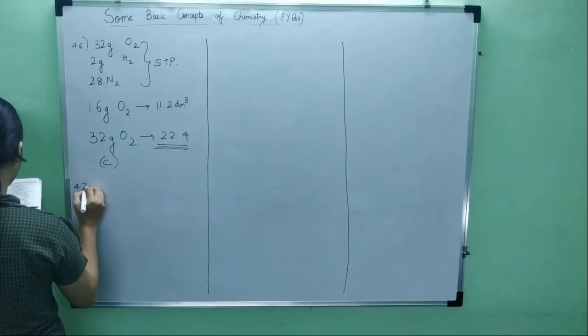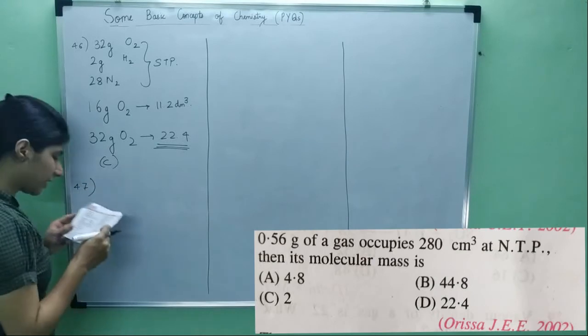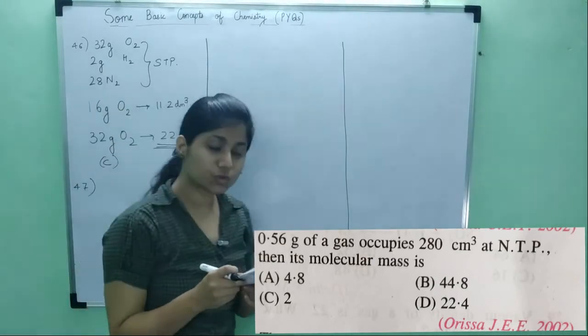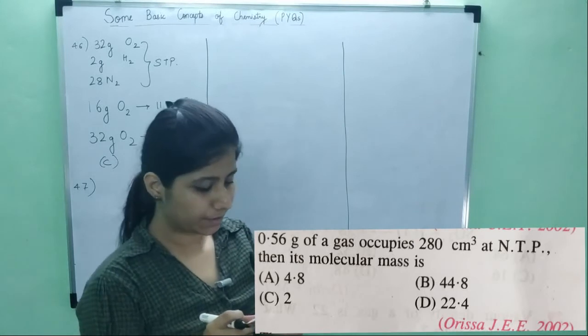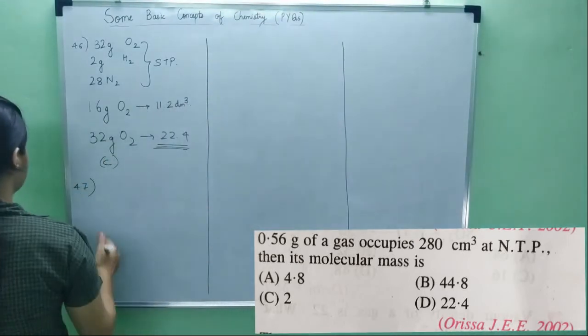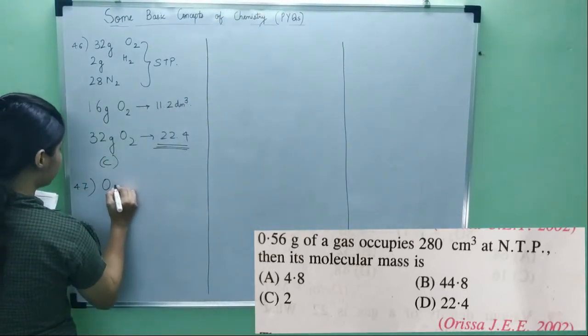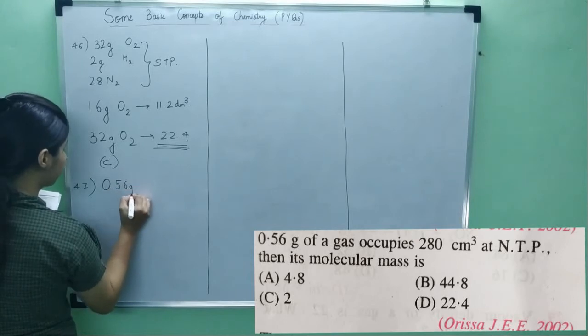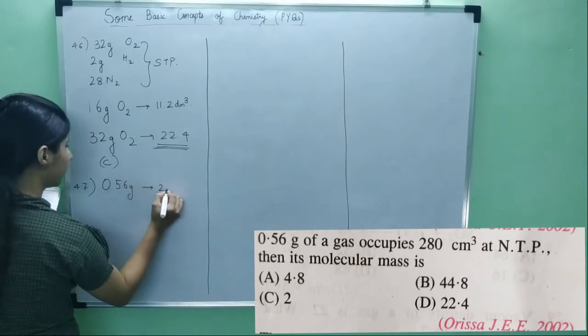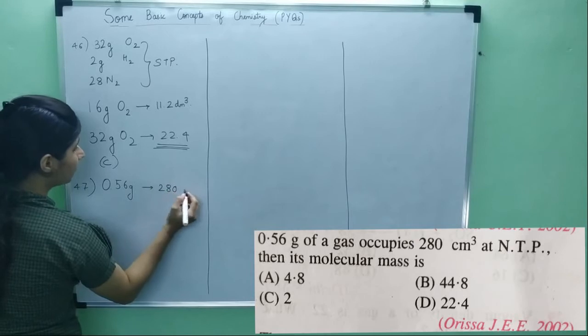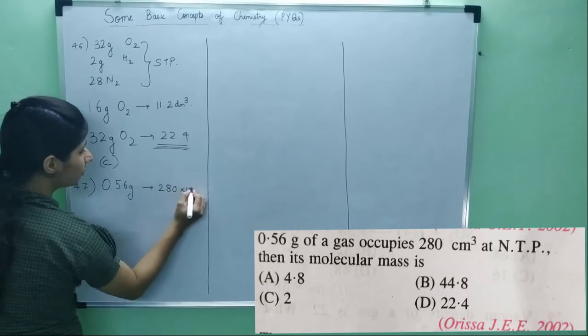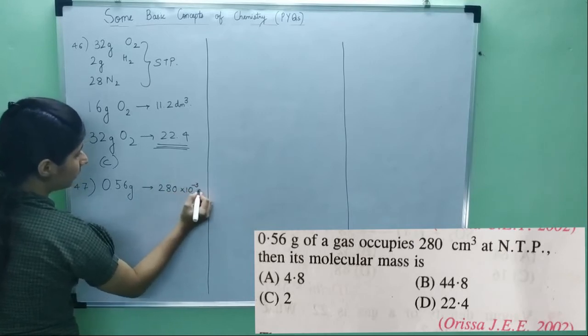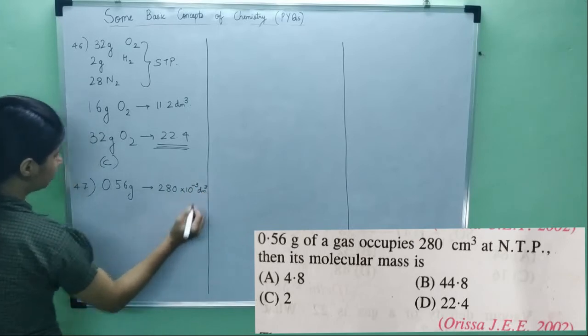Okay. Next. Now 0.56 gram of a gas occupies 280 centimeter cube at NTP. Then its molecular mass is. Okay. So what is given? 0.56 grams occupies 280 centimeter cube. So whenever it is given in centimeter cube, make sure you convert it into decimeter cube.